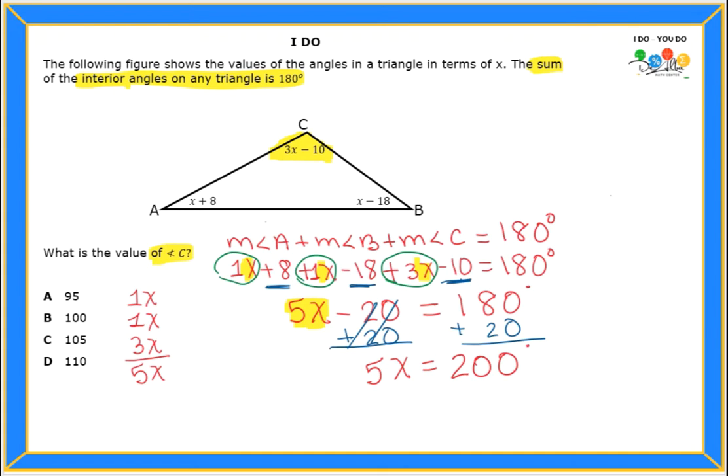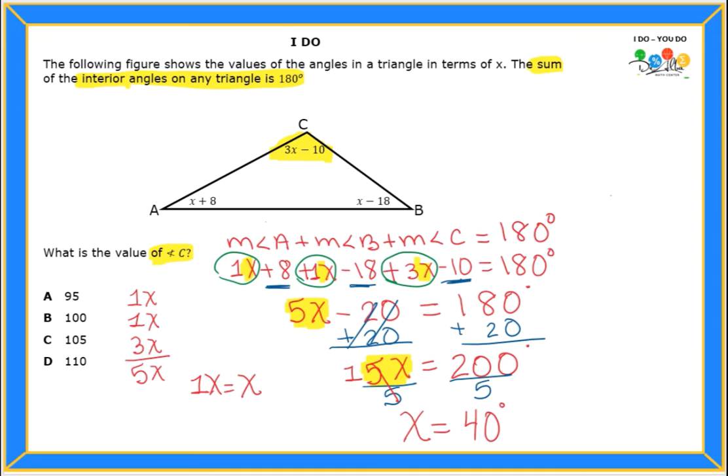Okay, and what do I need to do next? Well, my 5, which is right next to the x, I need to eliminate the 5, which is multiplying the x. The opposite of multiplying is dividing. So I need to divide by 5. And remember, whatever you do on one side, you have to do to the other side. 5 divided by 5 gives me a 1. And we know that 1x is the same as x. Therefore, I'm going to write down the x by itself. And 200 divided by 5 gives me 40. So x is equal to 40 degrees.